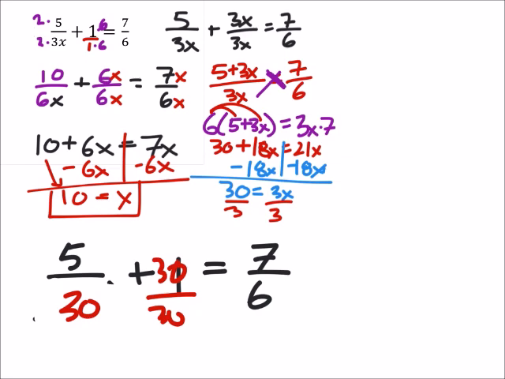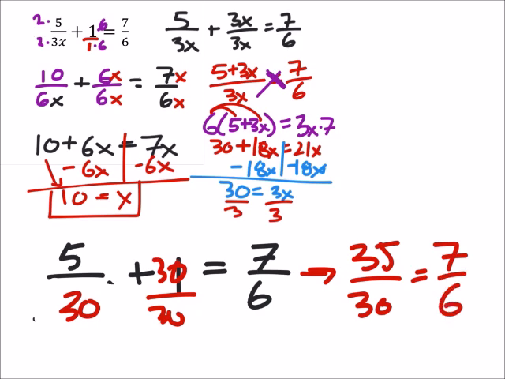Which would give me then, I'm going to write this over here, 5 plus 30 is 35 over our common denominator 30. Does this equal 7/6? Yeah, if I simplified this by dividing by 5 in the numerator and denominator, it would give me 7/6. So our 10 equals x checks out.